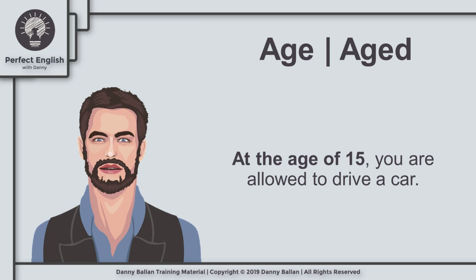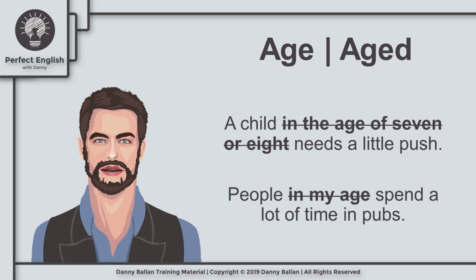Now let's take a look at two more examples. A child in the age of 7 or 8 needs a little push. People in my age spend a lot of time in pubs. Now, if we want to use this expression, we have to use it in a different way. We don't say a child in the age of 7. We should use a noun, of, and the number. For example, we say they have a little girl of 3, not of the age of 3 or in the age of 3. We use the same expression, a noun, with of and my or your, etc.